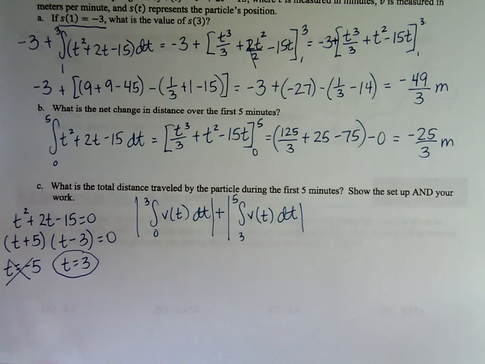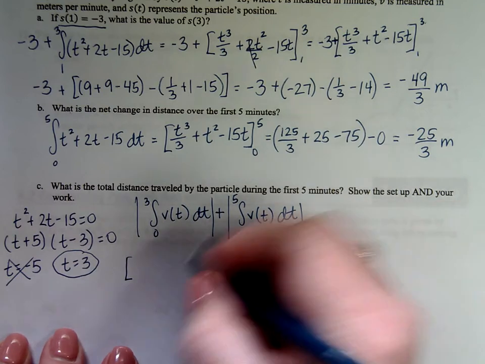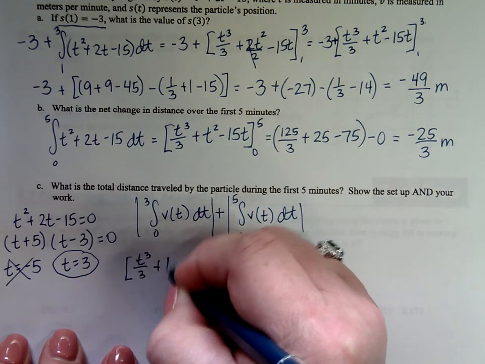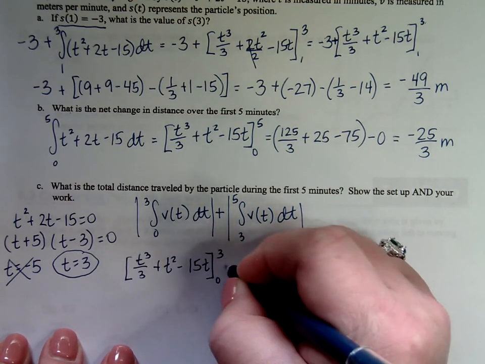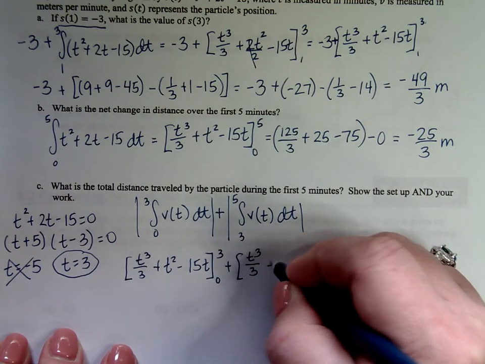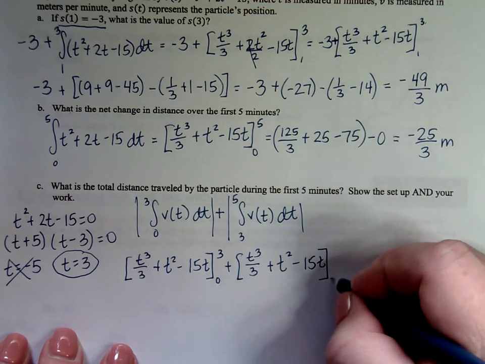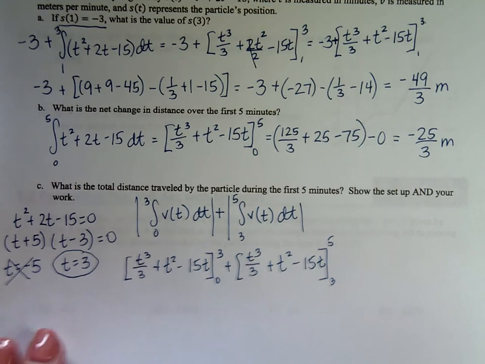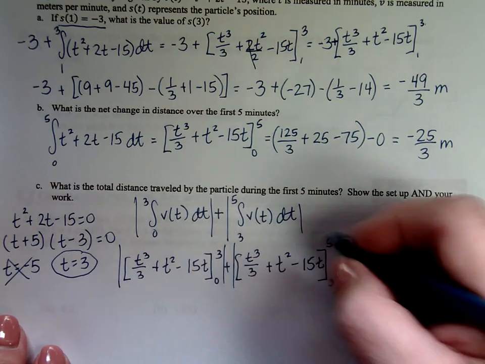I already know the antiderivatives, so let me set them up. It's going to be t cubed over 3 plus t squared minus 15t going from 0 to 3. And then the second one's going to be the same exact antiderivative going from 3 to 5. All right, so let's see if we can do this. And again, it's going to be absolute value of those. So you can keep putting those absolute value signs, or just remember at the end you got to do that.